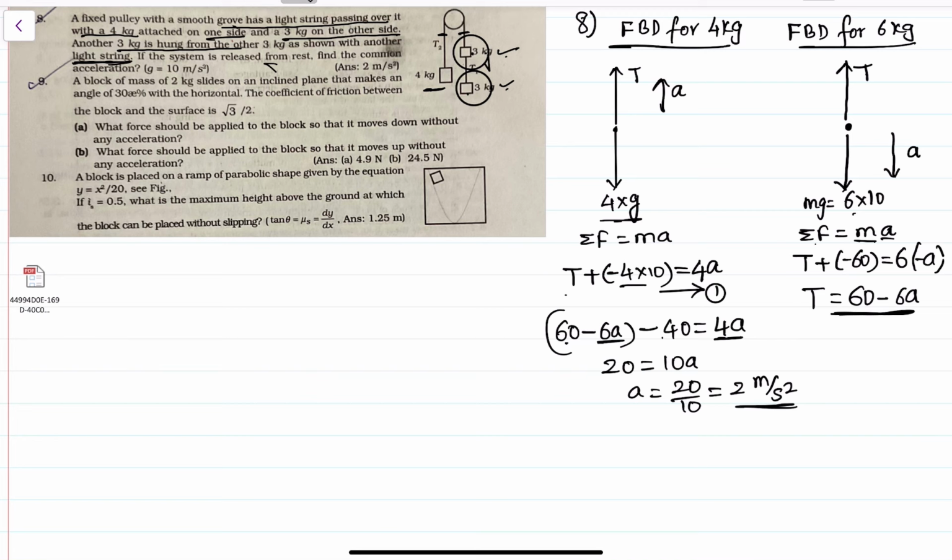Okay, now I am going to solve the 9th problem. A block of mass 2 kg slides on an inclined plane that makes an angle of 30 degrees with the horizontal. The coefficient of friction between the block and the surface is root 3 divided by 2. So the situation is like this. The block of mass 2 kg slides on an inclined plane that makes an angle of 30 degrees with the horizontal, and the coefficient of kinetic friction between the block and the surface is root 3 by 2.